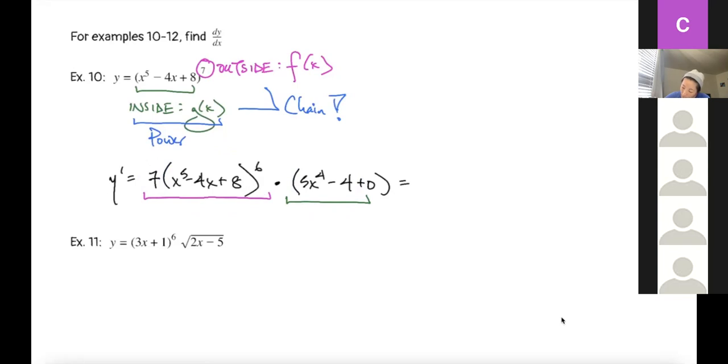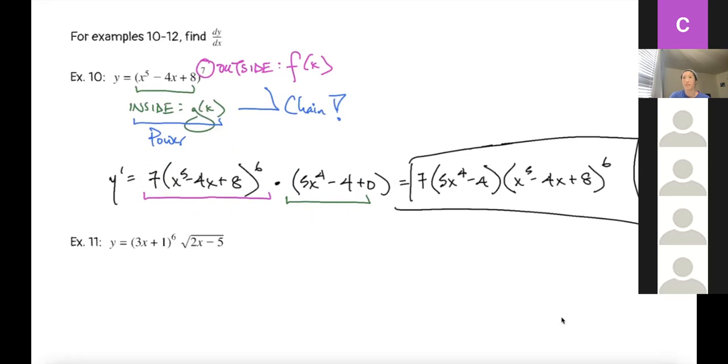So what I mean by that is it might look something like 7 times 5x to the 4th minus 4 times x to the 5th minus 4x plus 8 to the 6th. All right. There's no expectation to FOIL that out. 100% do not do that, okay? I don't need to see it. You don't need to do it. You can just leave it as something to the 6th power, okay? If you wanted to, you could make this into 35x to the 4th minus 28, but you don't have to. It's also perfectly fine to leave it like this. Okay.